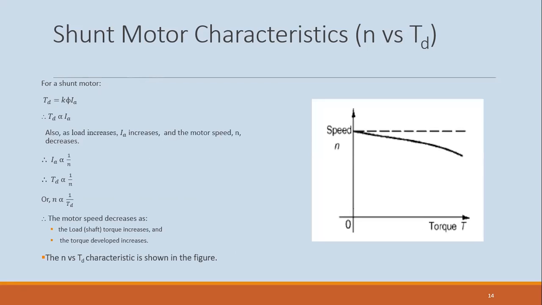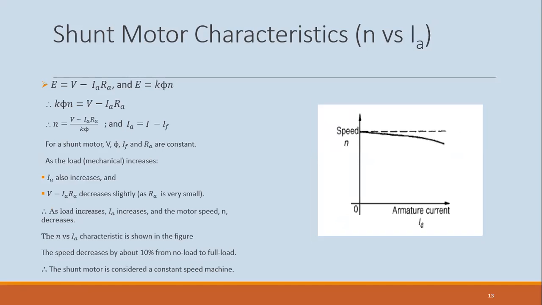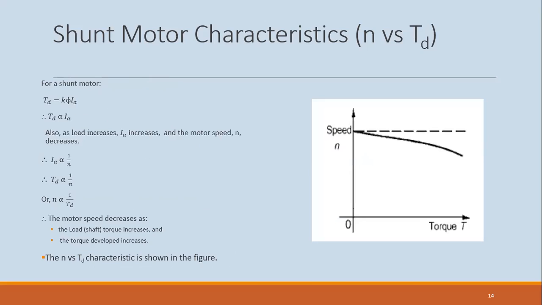All right, so here's another one. What we showed you before was speed versus armature current. But remember, armature current and torque are proportional to each other, so you will practically see the same kind of relationship there. So this goes through the derivation again.